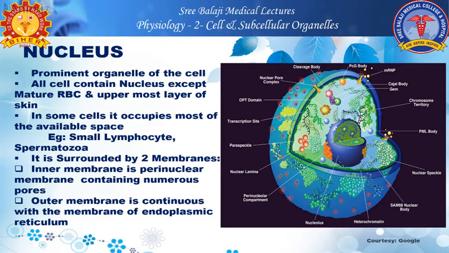The nucleus is surrounded by two membranes. One is the inner membrane, which is called as the perinuclear membrane, which has got numerous pores. Why pores? Allow the entry and exit of substances, which is very important. The outer membrane is continuous with the membrane of the endoplasmic reticulum.